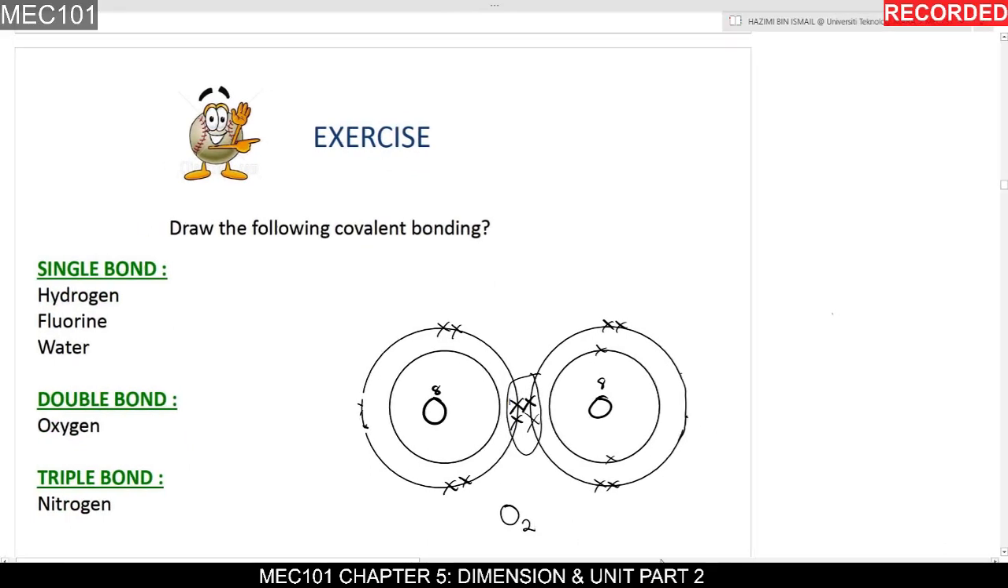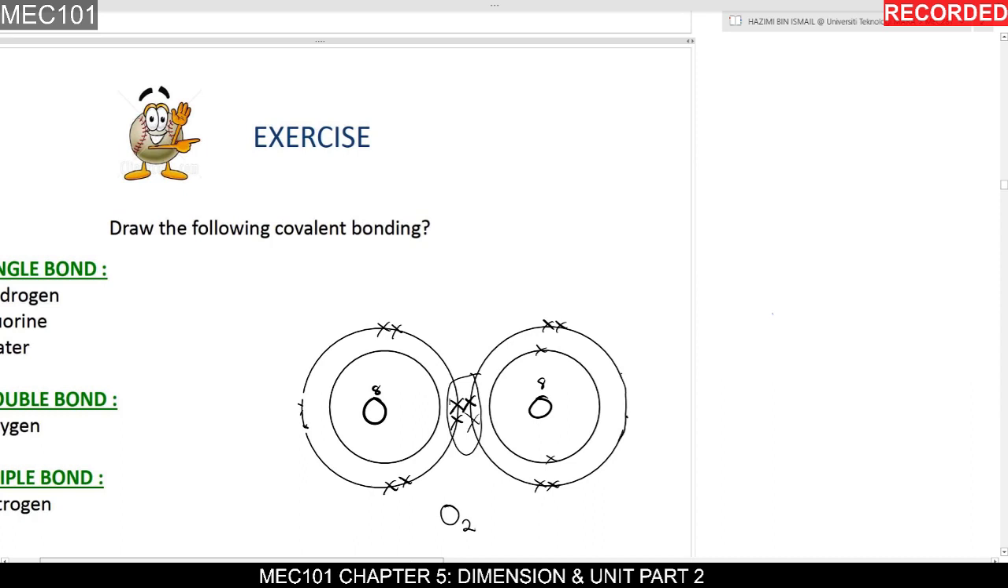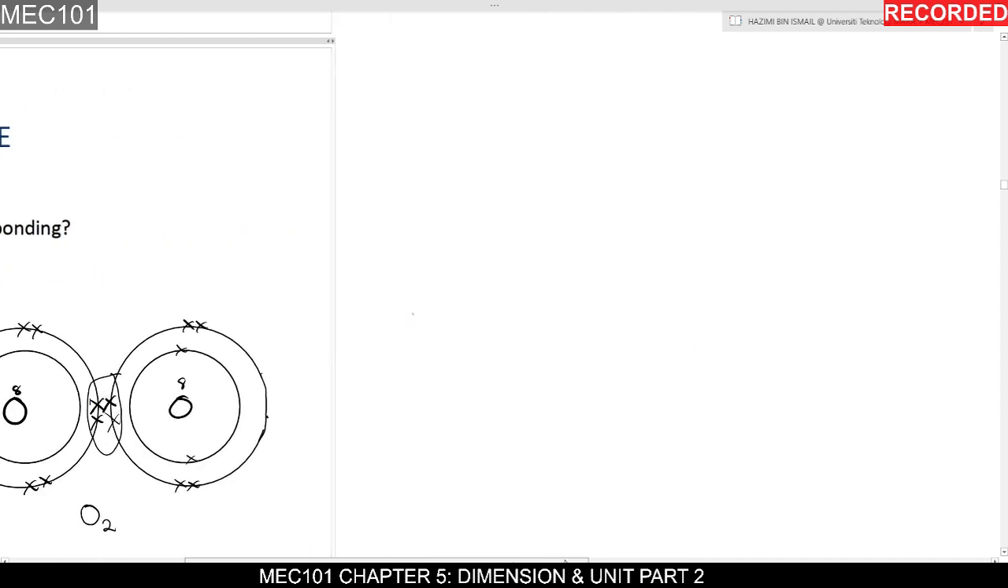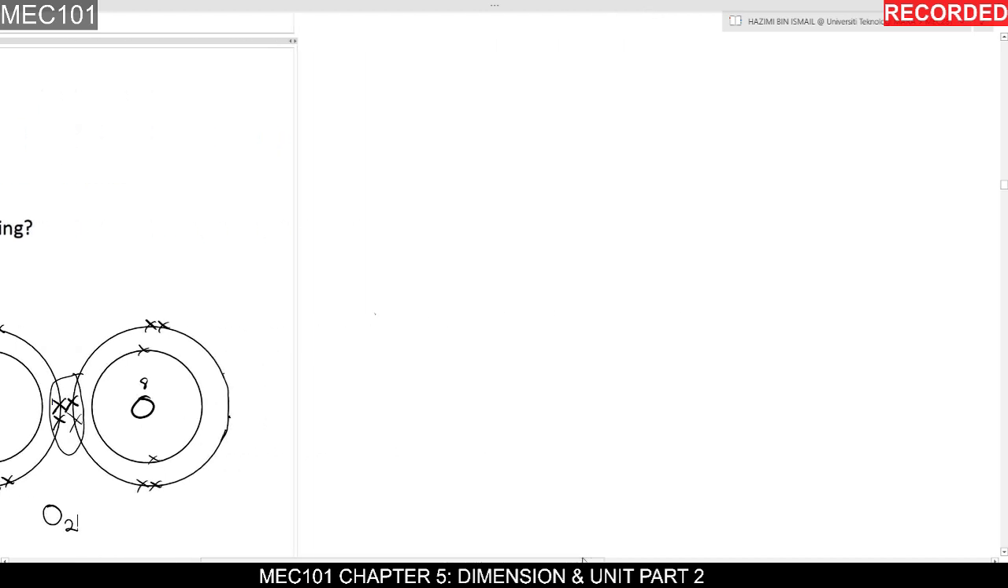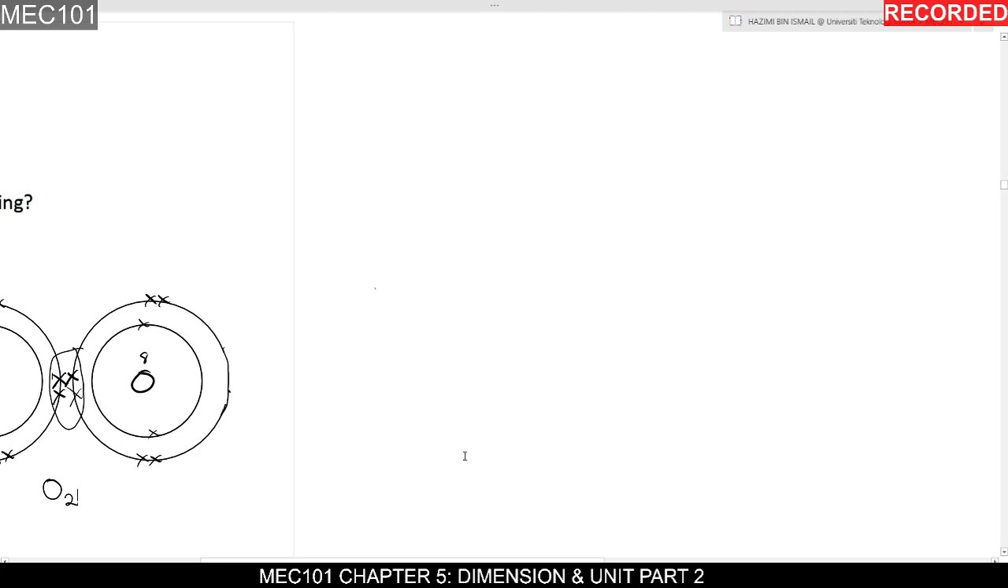To make sure you have learned or understand about the covalent and ionic bonding, make sure you do your tutorial questions.